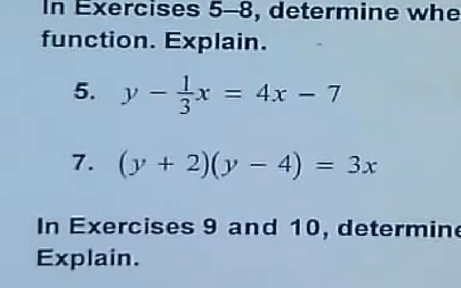Now look at number 7. What operation is hiding in here, Edamaris? What operation is between these two parentheses? Multiplication. Number 7, nonlinear, because it uses multiplication.